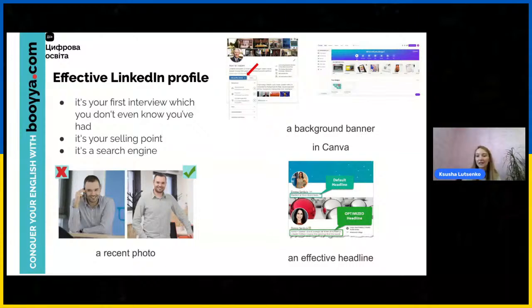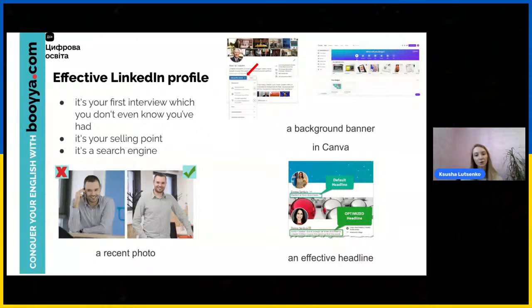And of course, LinkedIn is a great search engine for both recruiters and job seekers. So you need to be aware of a couple of details that are gonna make your search for jobs easier, and recruiters will find you faster on that big website. So first of all, let's start with a couple of hints that I recommend you to use when you set up your profile.